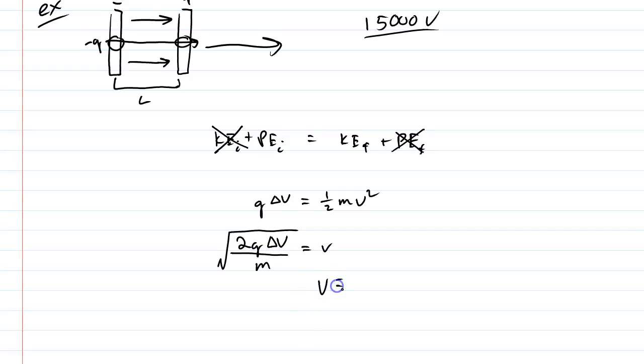If you work that all out in your calculator, you should get 7.3 times 10 to the 7th meters per second. So that's 73 million meters per second. I looked it up. That's about 24% of the speed of light. That's pretty fast.